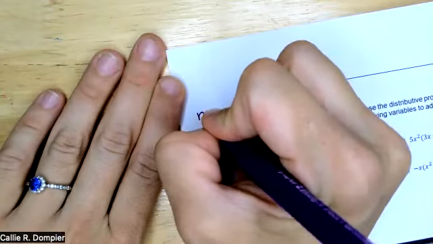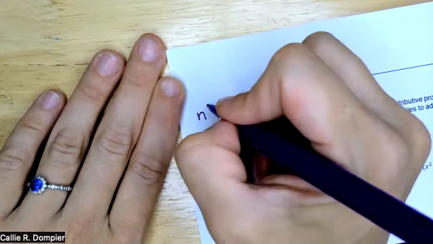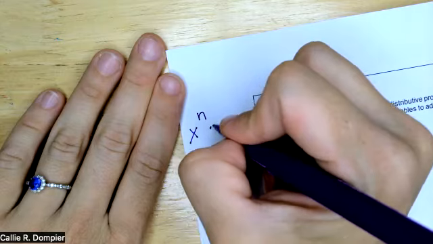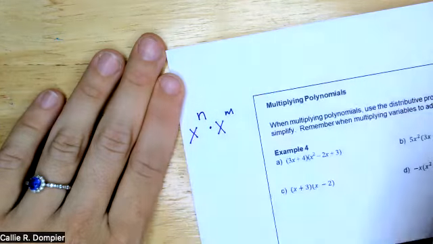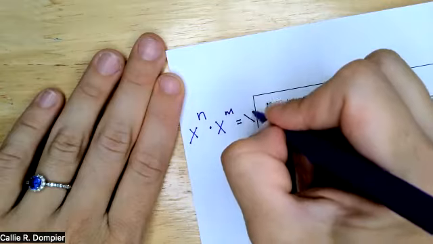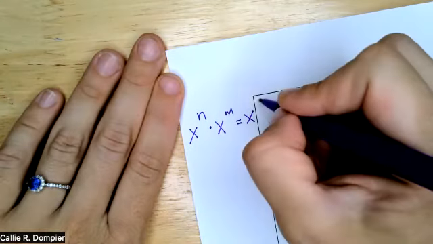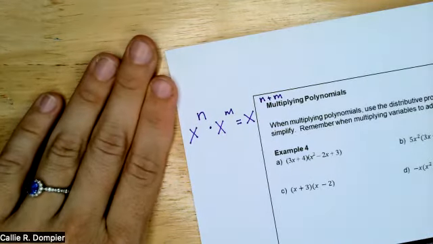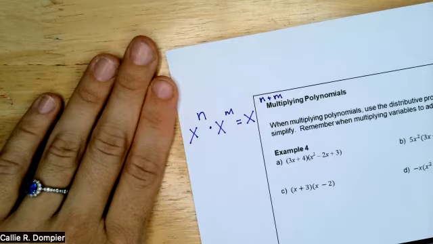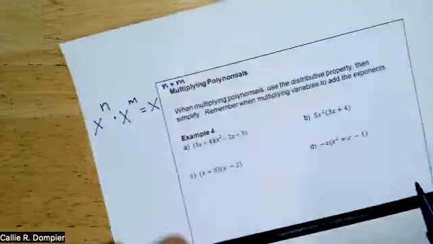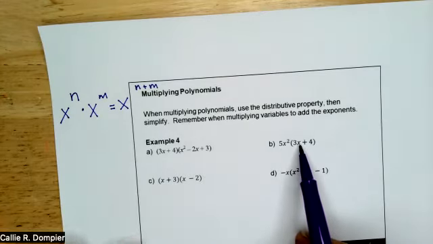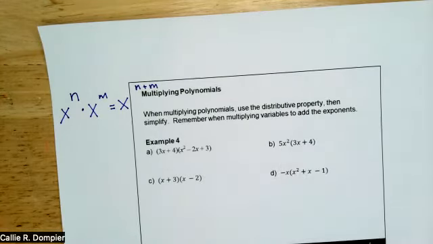So the rule of exponents is x to the power of n times x to the power of m is x to the n plus m, right? That's what they mean by add the exponents. So 5 times 3 is 15, x squared times x to the first power is x to the third, because 2 plus 1 is 3.